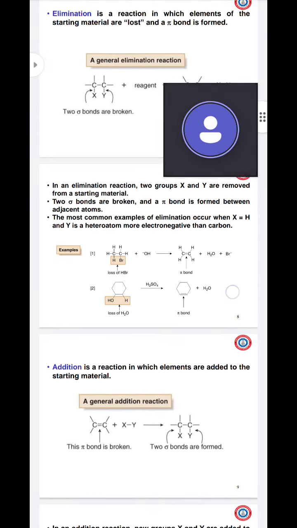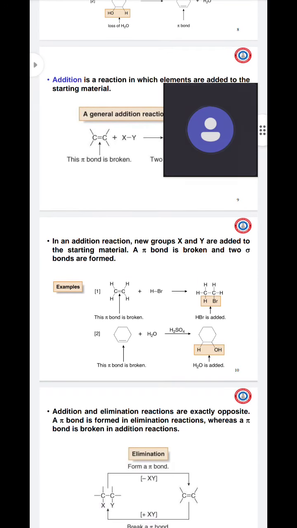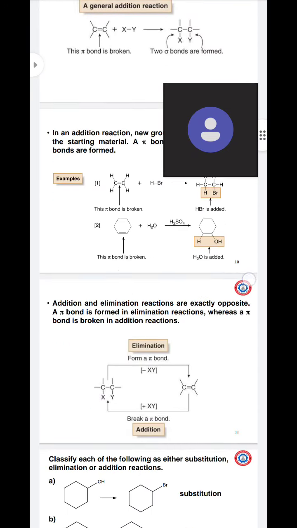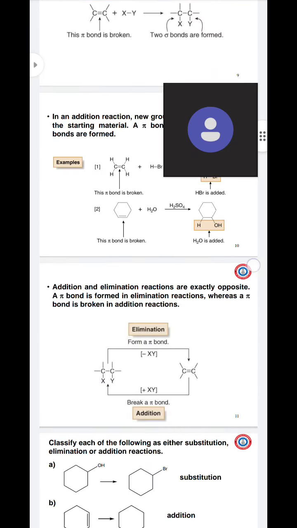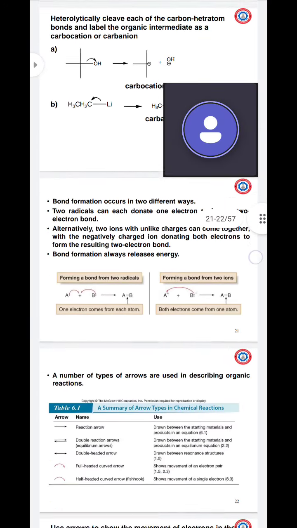Sir, what is bond breaking, an endothermic process? Bond breaking, you can see. Yes, I will show you this one. And sir, in bond formation, what is the energy release, sir?